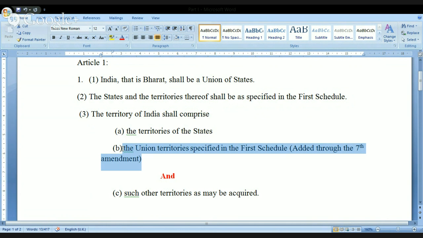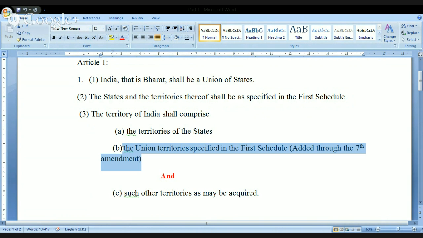What do you mean by this acquired? Acquired in the sense they have been taken from some other nations. For example, Puducherry has been acquired. There was Pondicherry during that time, we call it. It has been acquired. So those areas are mentioned, but regarding the union territories, nothing was mentioned in the constitution. So in order to rectify this mistake, through the seventh amendment, subclause B also has been added.